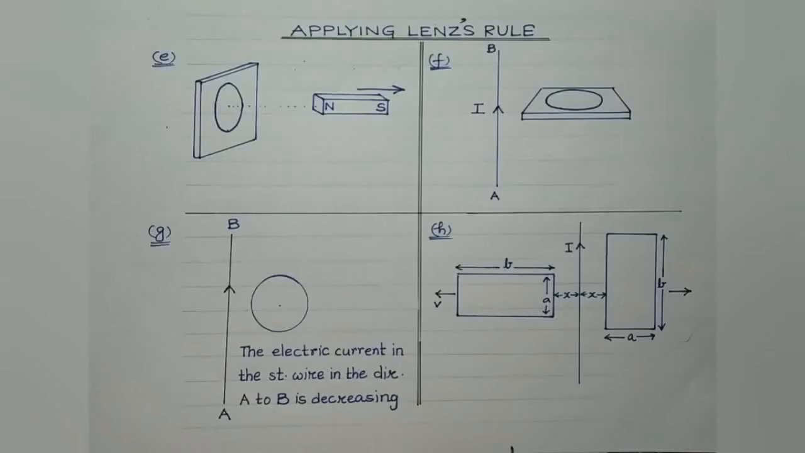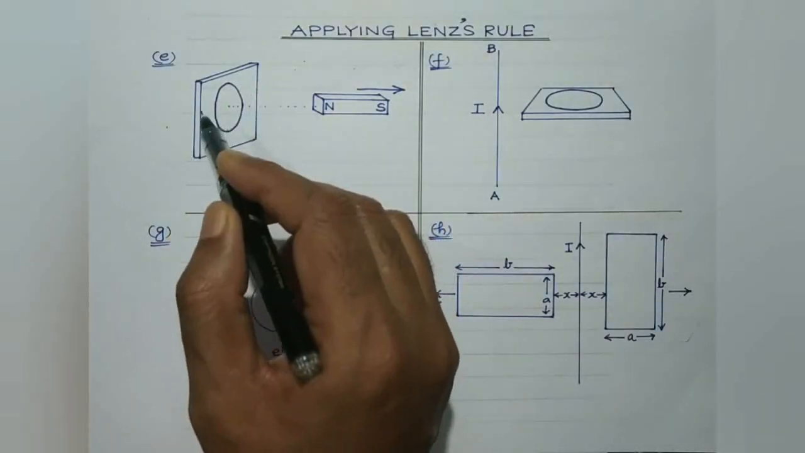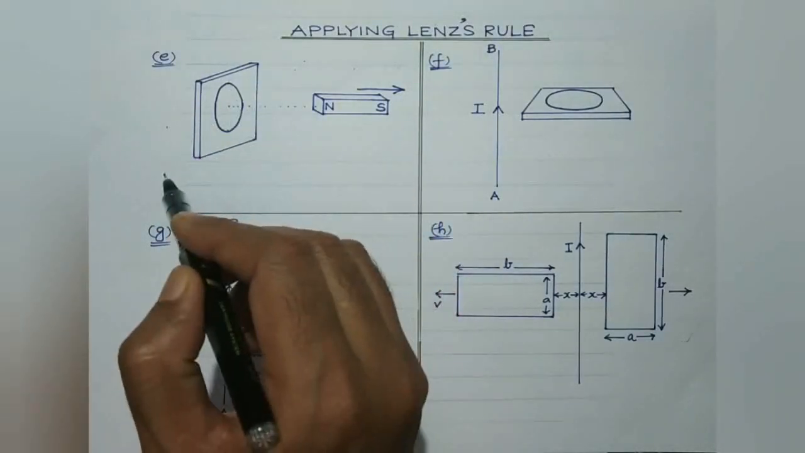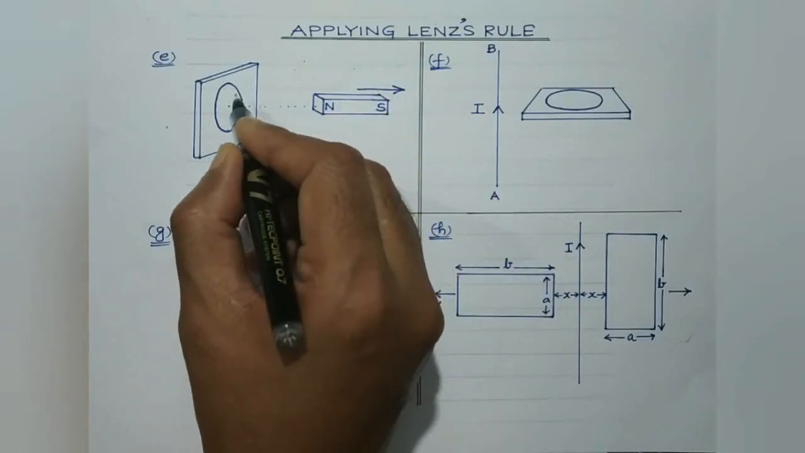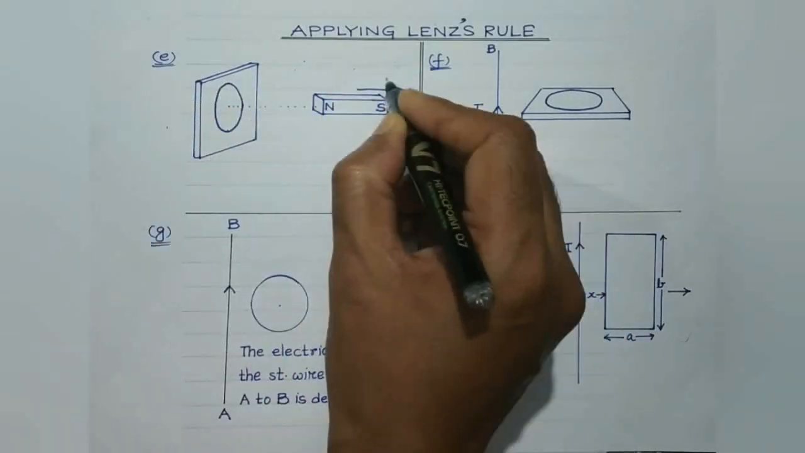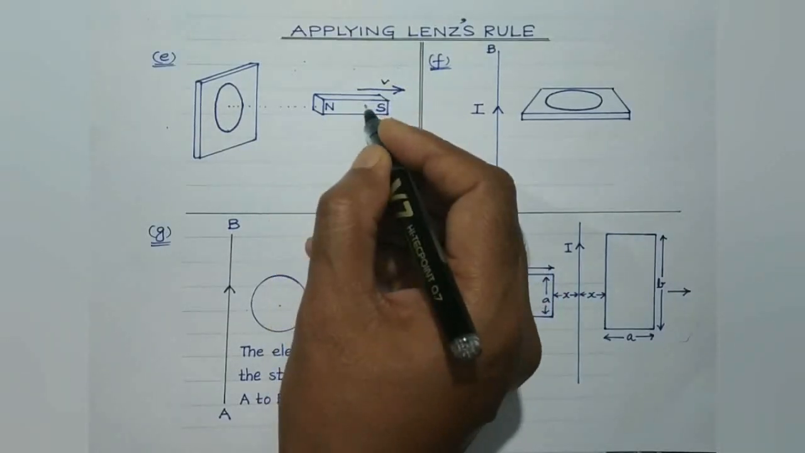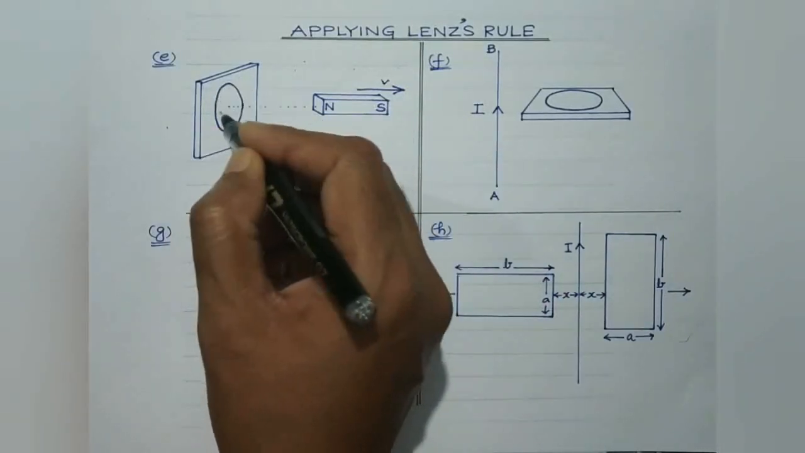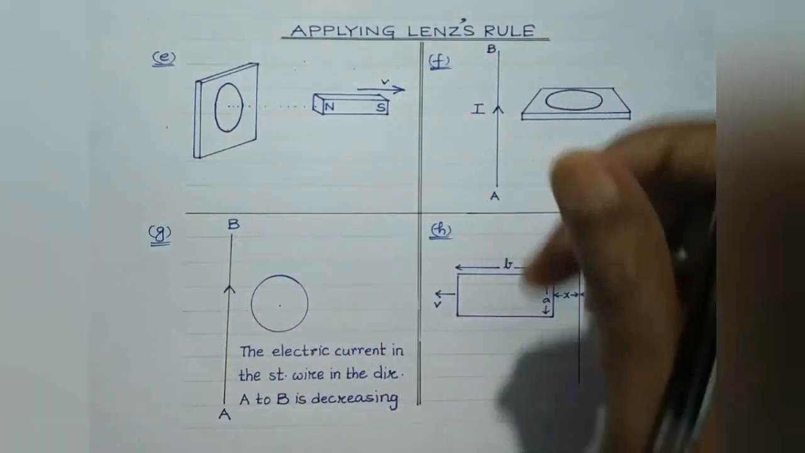Okay, let's proceed with question number E. Now this is a coil which is placed on a vertical plane, and this is a bar magnet which is made to move away from this coil on the vertical plane. It is made to move away, right? So what happens is the magnetic field lines linked with this loop will start winding up. It will start decreasing due to the receding magnet.